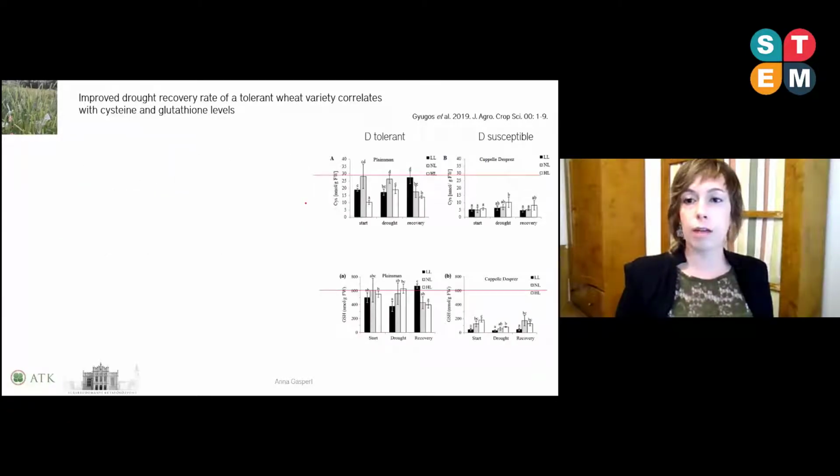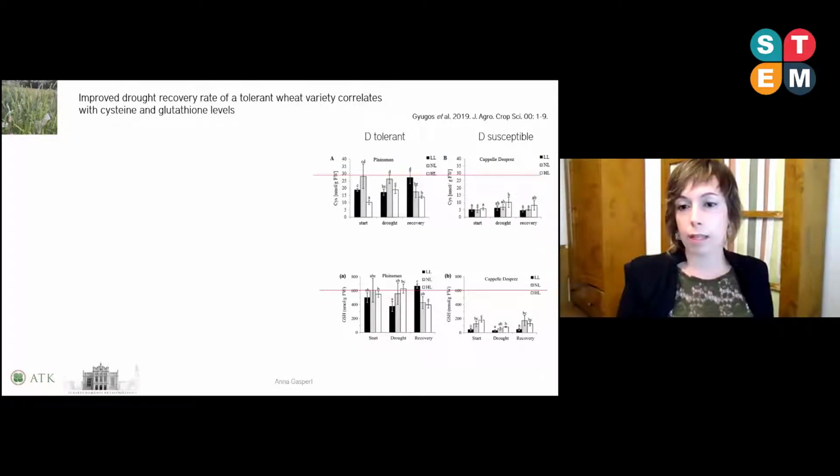However, what was intriguing was that the cysteine levels differed very much between the two varieties. In Plainsman, they were more or less irrespective of the light treatment, being high from the start and not dropping too much, only at the recovery state under high light, but never reaching the low levels of the other, Capelle de Pré. And in Capelle de Pré, the cysteine level was a little bit enhanced. I have to say this is only a trend with the increase in light intensity.